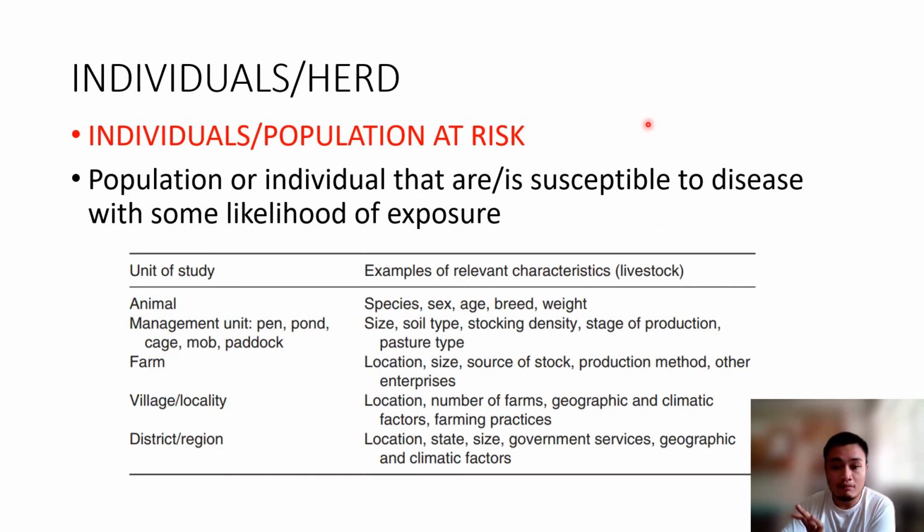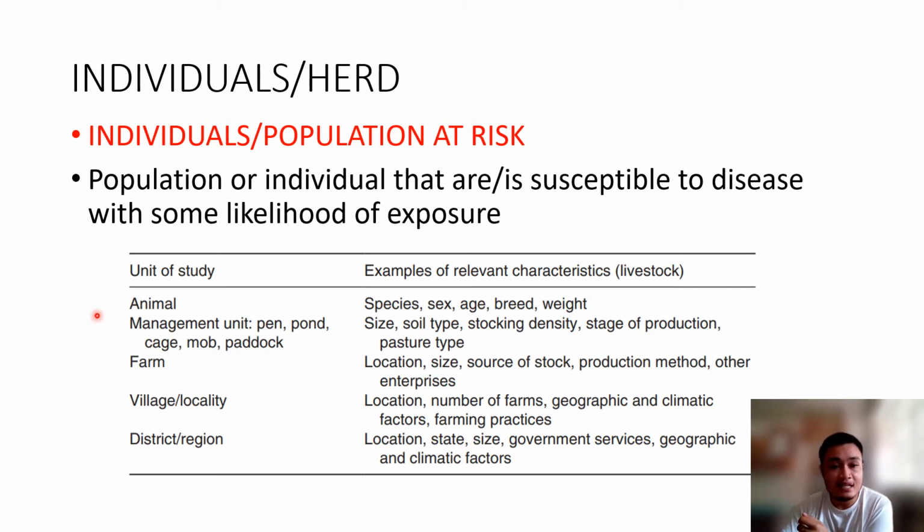So let's go through each of them. First we'll discuss the individual or the herd level. Again, an important key point here is that we need to define who are the population or the individuals at risk. So these are those who are susceptible to the disease with some likelihood of exposure. So they are susceptible to the disease and they may have been exposed to the agent or exposed to the factor that causes the disease.